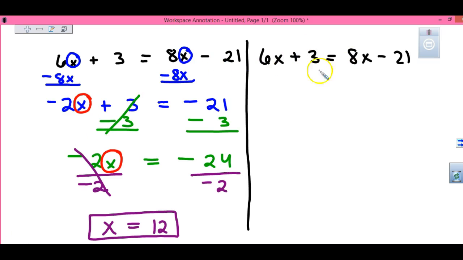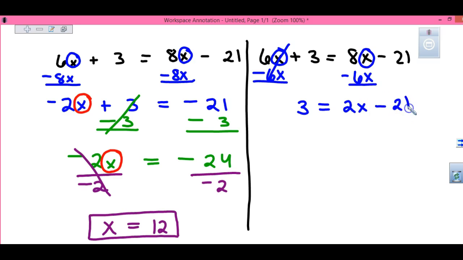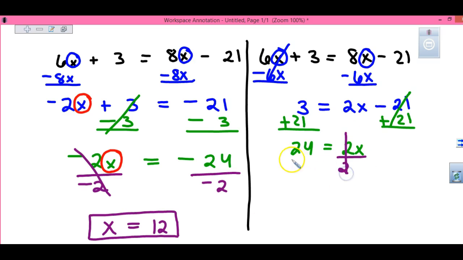In solving this same equation, we could have also begun by sending 6x to the right side. In other words, subtract 6x from both sides. So 3 would be equal to 2x minus 21. And if we add 21 to both sides, we end up with 24 is equal to 2x. And we can divide both sides by 2. 12 is equal to x.